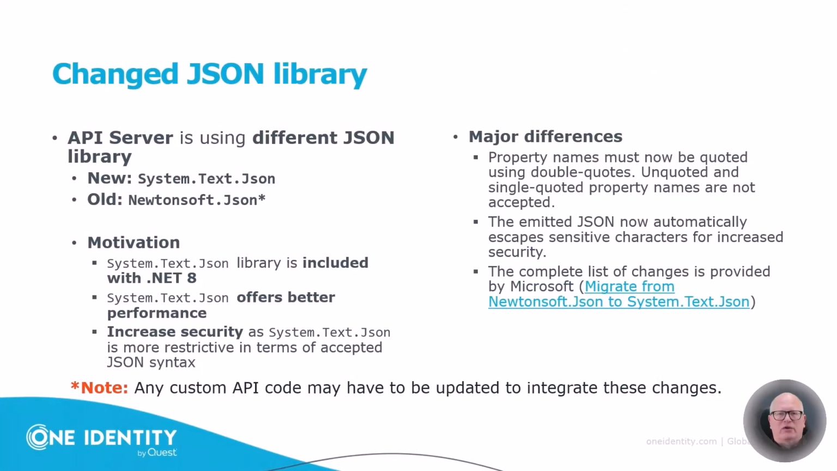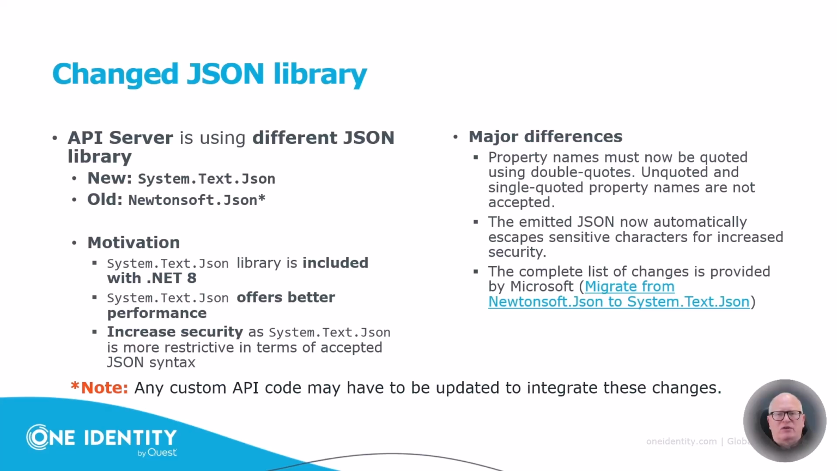And now let's talk about the JSON library. In the past, we used the Newtonsoft JSON library. That was the old standard. With .NET 8, we are now using the System.Text.Json library. What's the difference between both libraries?